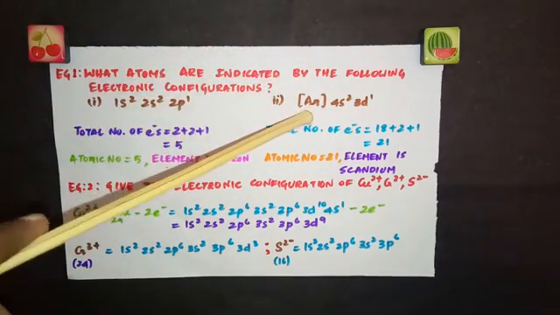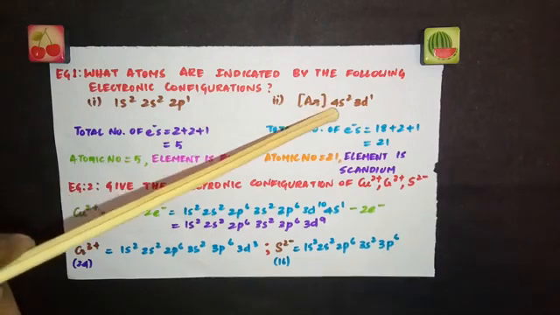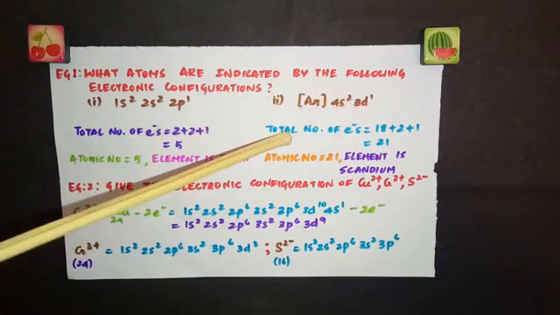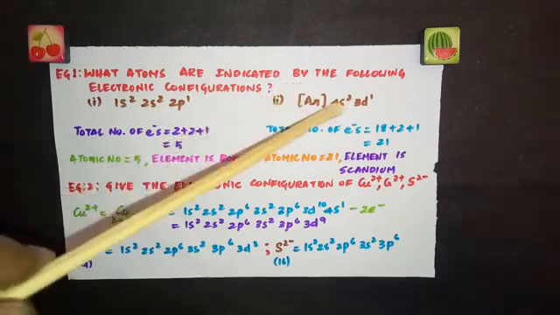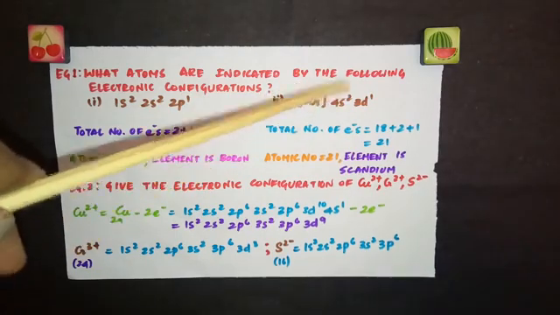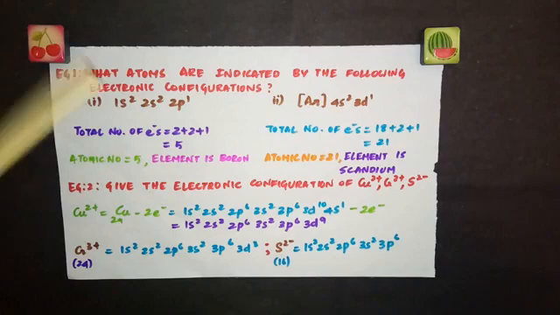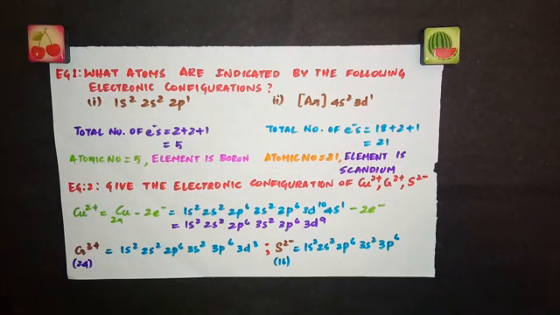And coming to this configuration, argon 4s2 3d1. So what is the total number of electrons present in this? For argon it is 18. 18 plus 2 plus 1 will be equal to 21. So which element is represented by 21? It is scandium.